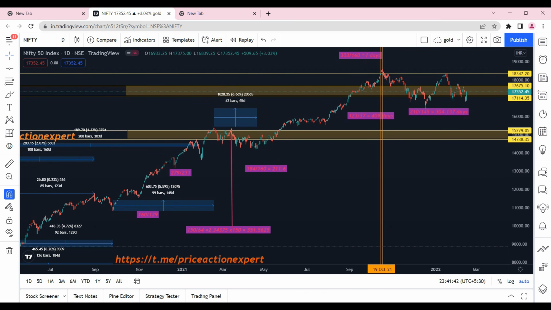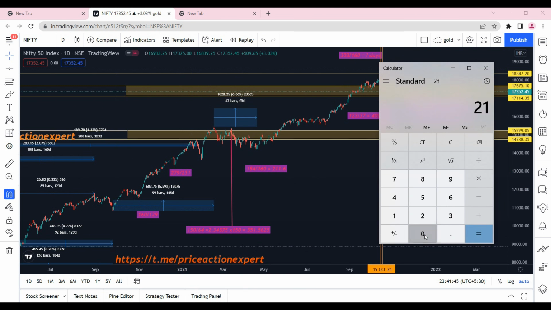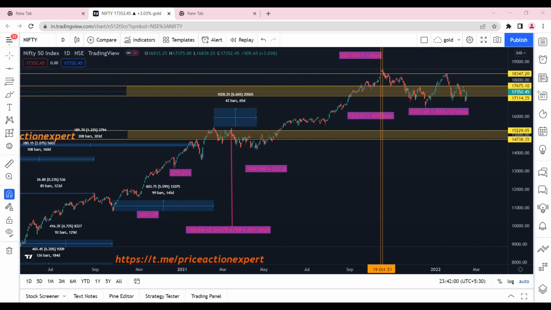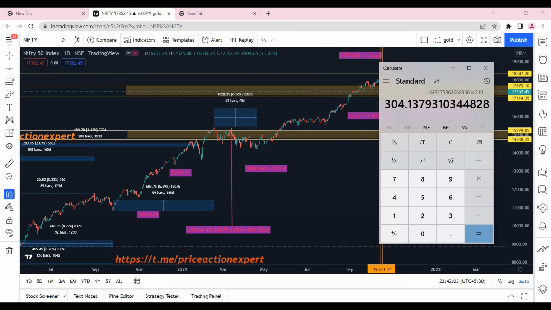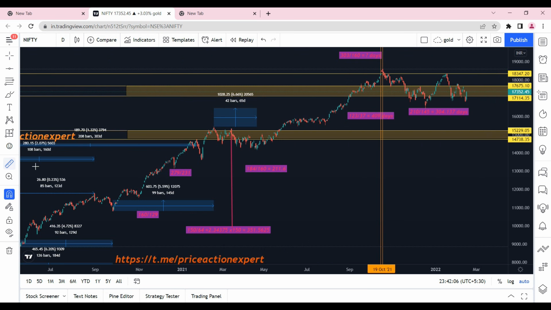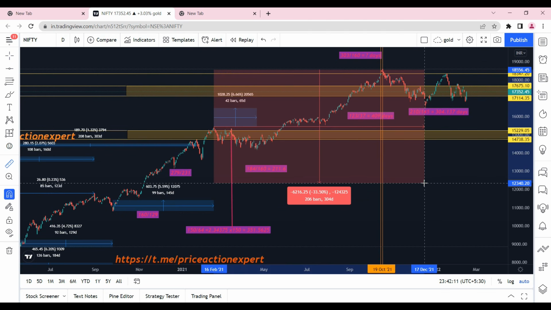So what I'm going to do is 210 divided by 145, into 210, is equal to 304.137. It's almost 304 or 305 calendar days. So I'm going to start from here. I'm going to see 304. Next it moves to 307. It's a weekend, so we can take that price. Actually 305 days. So it's a perfect low there in recent times.